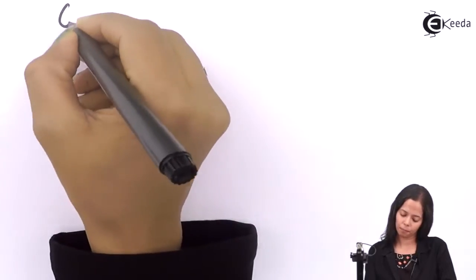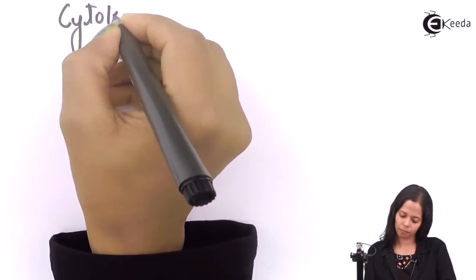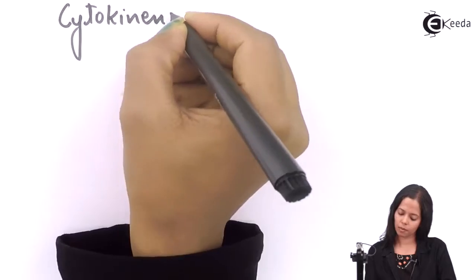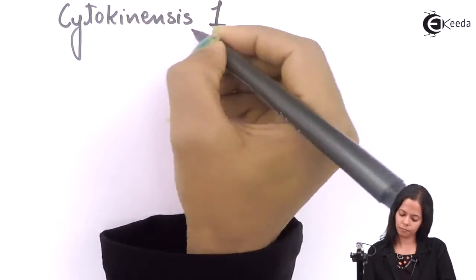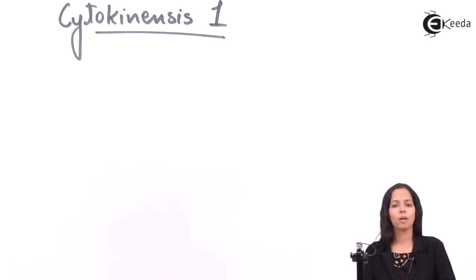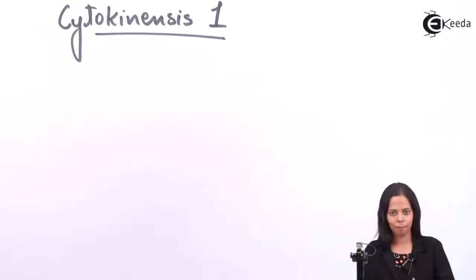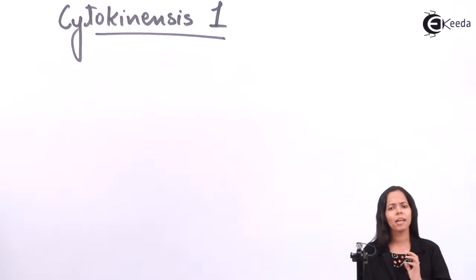Now students, we are going to study the last step of Meiosis 1, that is Cytokinesis 1. The cytokinesis of meiosis 1 or 2 and the cytokinesis of mitosis are almost the same. The only difference is whether it's taking place in a plant cell or an animal cell. It is exactly the same as cytokinesis in mitosis.